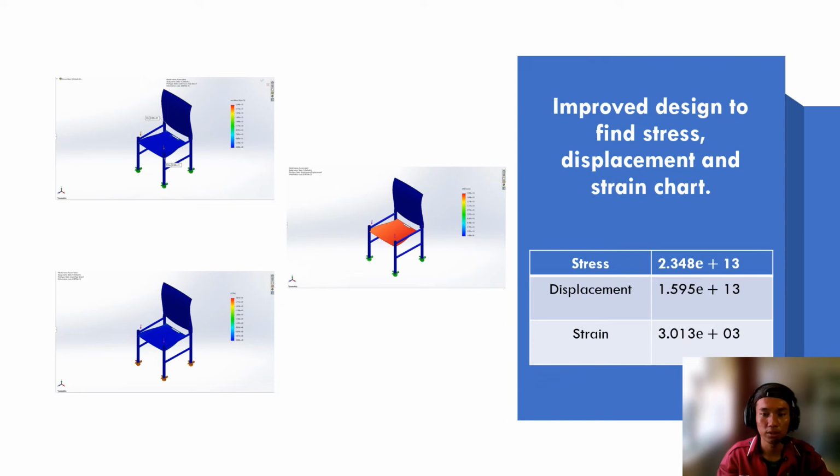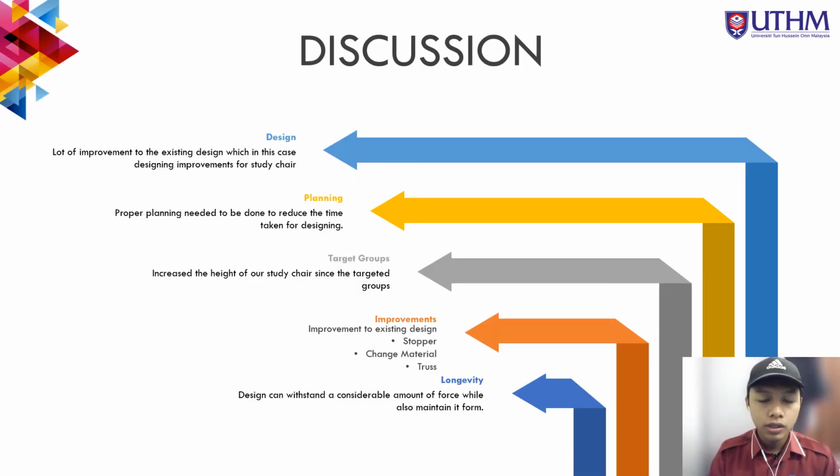For the second result, the improved design, we have obtained the stress, displacement, and strain on the study chair. First is stress. We got 2.348 exponent 13. For displacement, we got 1.595 exponent 13. For the strain, we got 3.013 exponent 03.